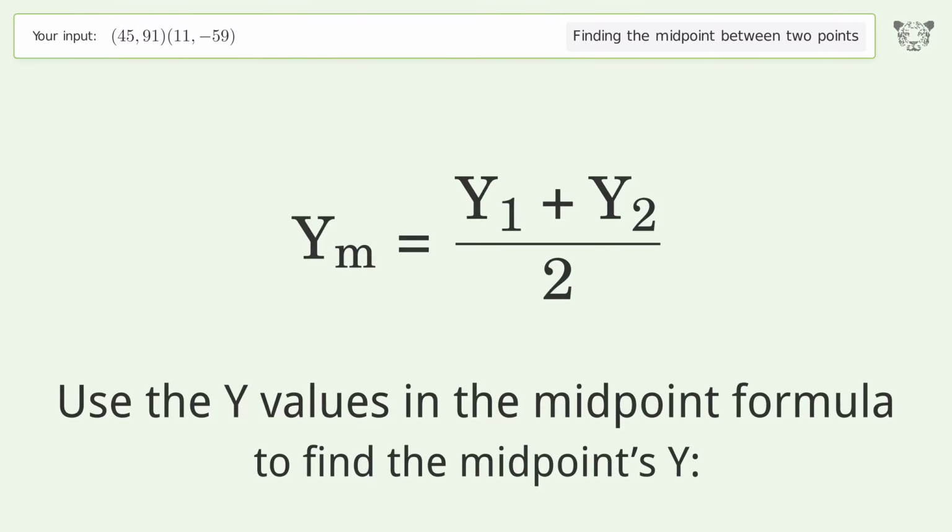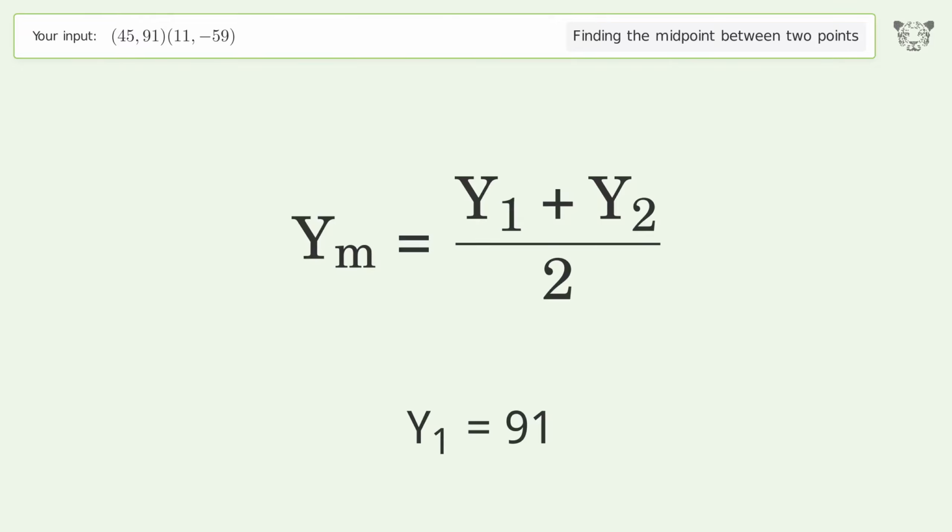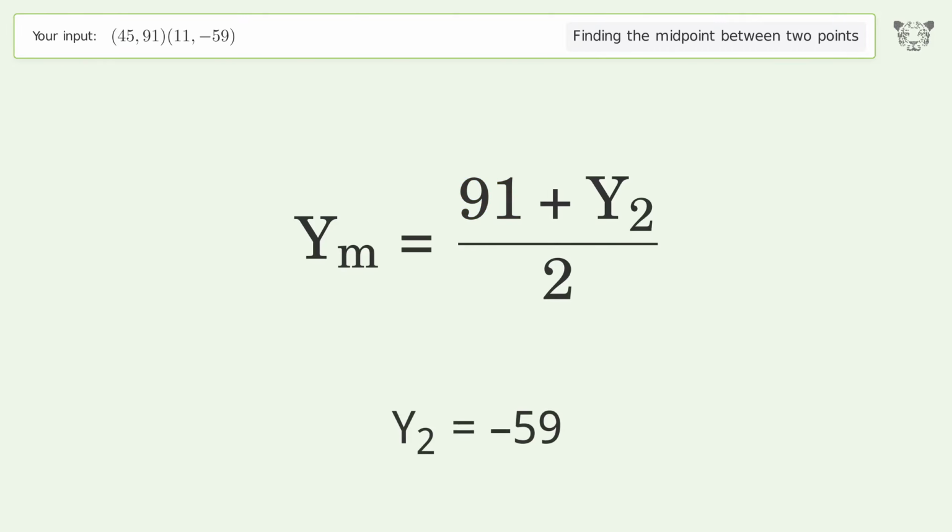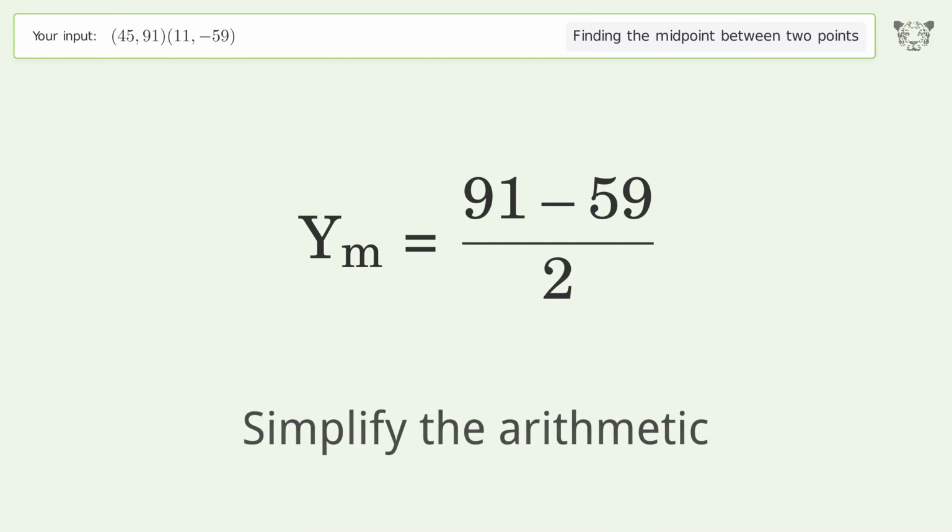Use the y values in the midpoint formula to find the midpoints y. y1 equals 91. y2 equals negative 59. Simplify the arithmetic.